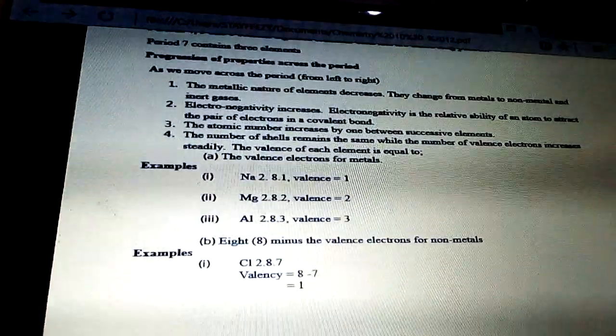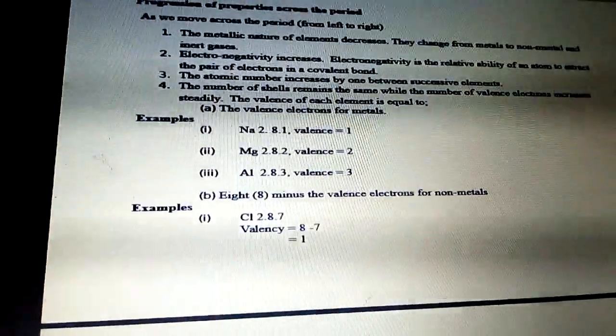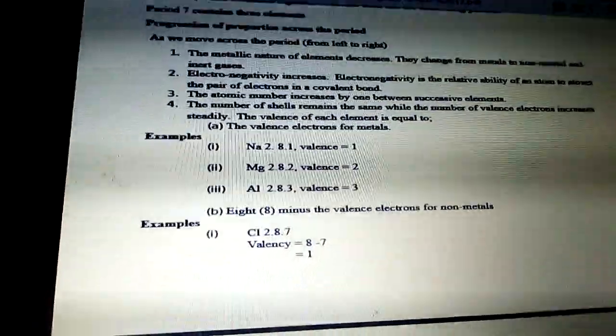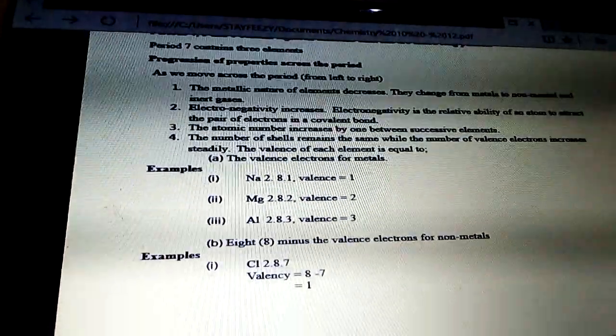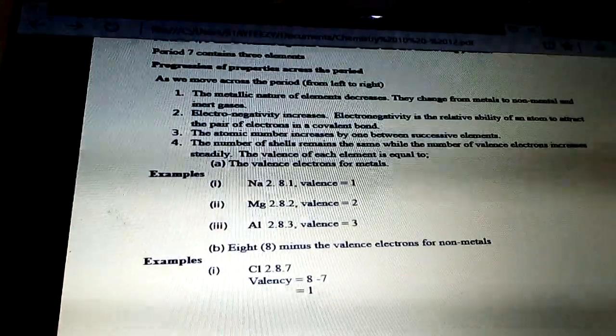Then electronegativity increases. Electronegativity is the relative ability of an atom to attract the pair of electrons in a covalent bond. The atomic number increases by 1 between successive elements. So don't forget these properties.